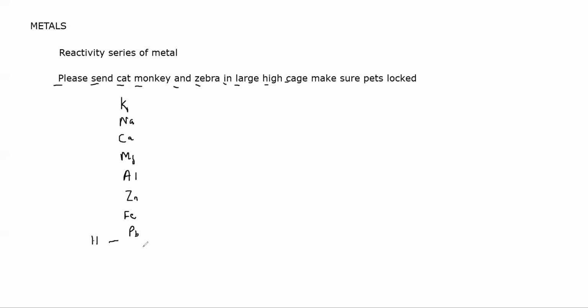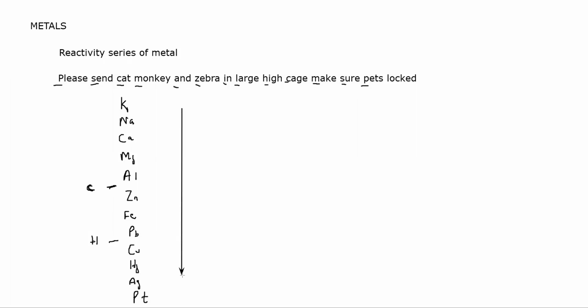Then copper, mercury, silver, gold is also there, but you're not studying gold in detail. And then the last one is platinum. This is the reactivity series of the metal. And you should know the position of carbon as well. The carbon position is between aluminium and zinc in terms of reactivity.